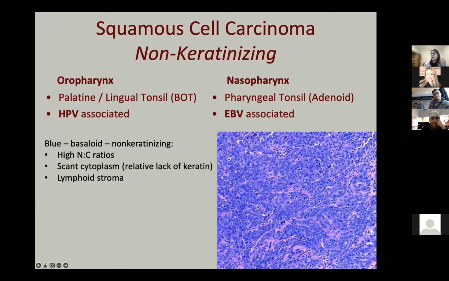As you can see here, there are sheets of cells without much intracytoplasmic keratin, but they are still squamous by their immunophenotype, okay? So in the oropharynx, so the palatine or lingual tonsil / base of tongue, these are more frequently associated with HPV. In the nasopharynx, the pharyngeal tonsil or the adenoid, these are more specifically associated with EBV, right? So when we see a non-keratinizing carcinoma in any of these sites, we certainly are highly suspicious of HPV or EBV.